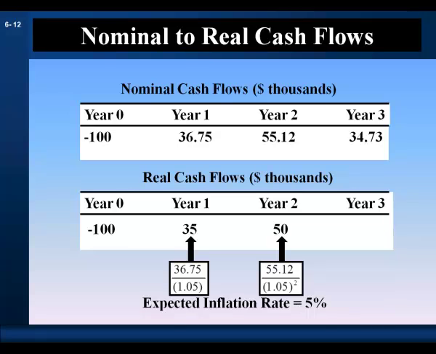We have to adjust the nominal cash flow in year 2 for 2 years of 5% inflation relative to the base year. So we discount the nominal value by dividing by 1.05 squared. We have to adjust the nominal cash flow in year 3 by 3 years of 5% inflation relative to the base year. So we discount the nominal value by dividing by 1.05 cubed. And that gives us our real cash flow stream.